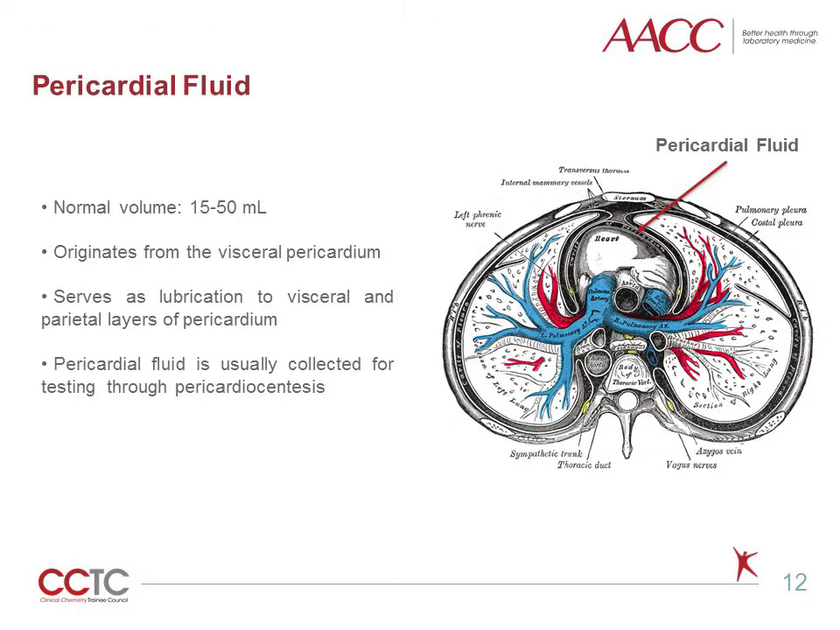The pericardial space normally contains 15 to 50 ml of fluid, which is essentially an ultrafiltrate of plasma. The fluid is thought to originate from the visceral pericardium and serves as lubrication to visceral and parietal layers of the pericardium. Pericardial effusion is an abnormal amount of fluid in the pericardial space. It can be acute or chronic. Effusions can be caused by local or systemic disorders. Pericardial fluid is usually collected for testing through pericardiocentesis.